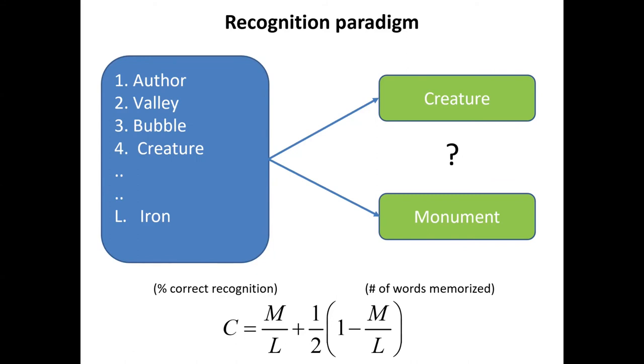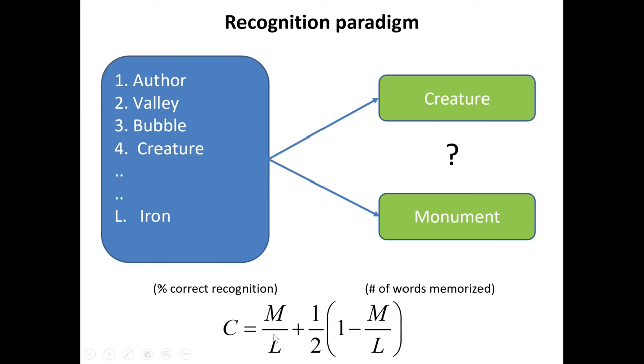So how would you then do the calculation? Let's have a list of words, and let's choose a word by chance and give a distractor. What is the probability for you to give a correct answer? What's the chance for correct recognition? Well, it's easy, because if this word is one of the words that you remember, then you will give a correct answer. And the chance for this is M over L, right? You remember M words. You pick a random word that they choose, and the chance that this will be a remembered word is M over L.